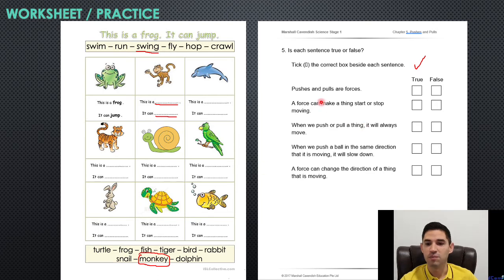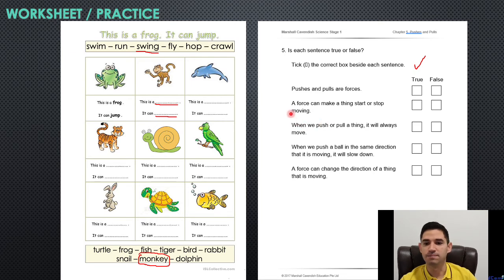So number 1, pushes and pulls are forces. You can look back in the review page in our activity book if you don't remember, okay? We did something very similar. Pushes and pulls are forces. True or false?